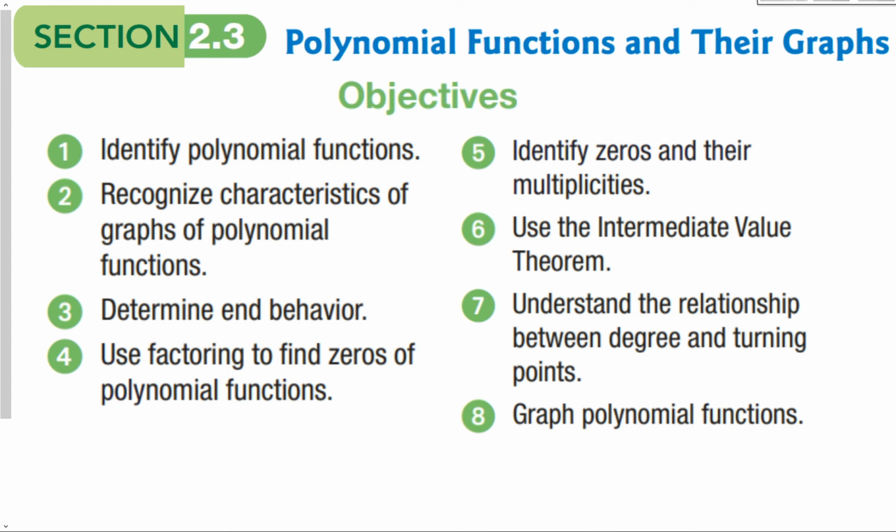Section 2.3, Polynomial Functions and their Graphs. So our objectives for this section are to identify polynomial functions, find out what a polynomial function is. We're going to recognize characteristics of graphs of polynomial functions, determine end behavior, what's happening at the two ends of the graph. We're going to use factoring to find the zeros of a polynomial function, identify zeros and something called their multiplicities, use something called the Intermediate Value Theorem.